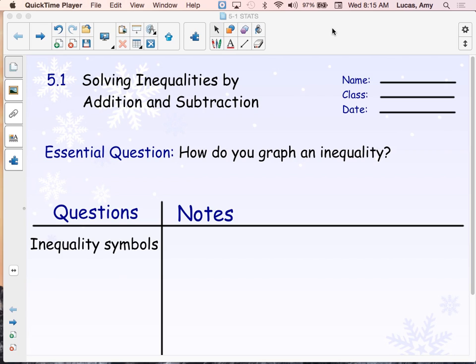Lesson 5-1, Solving Inequalities by Addition and Subtraction. Our essential question is, how do you graph an inequality? Our vocab word today is inequality symbols.